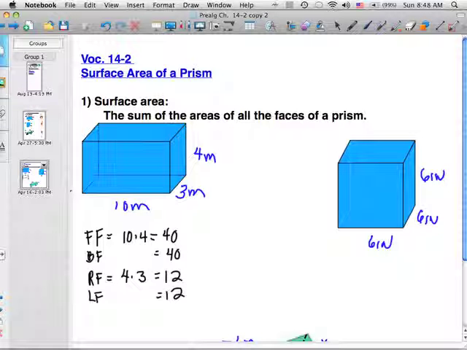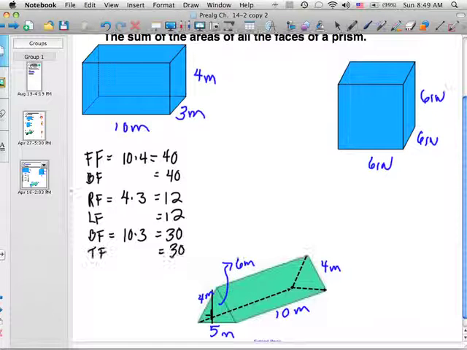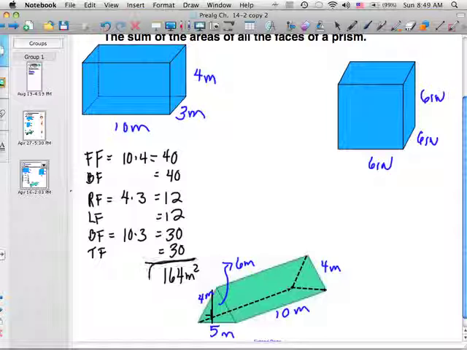And then I have the bottom and the top rectangles. The bottom face rectangle is 10 by 3. 10 times 3, which is 30. And the top face is also 10 by 3, which is 30. So the total surface area of that rectangular prism, if I add those all up, that's 80, and that's 60, it's 140, plus 24 is 164 meters squared, since it's finding area.